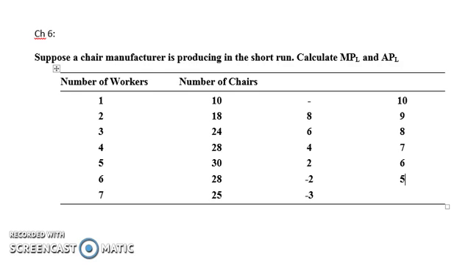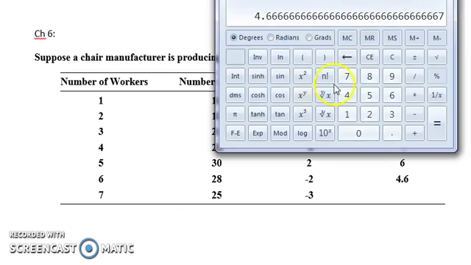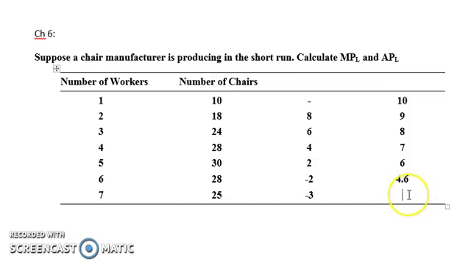No, sorry. 28 divided by 6 is 4.67. And then this one is 25 divided by 7. Let's get the calculator again. 25 divided by 7, and we have 3.6.